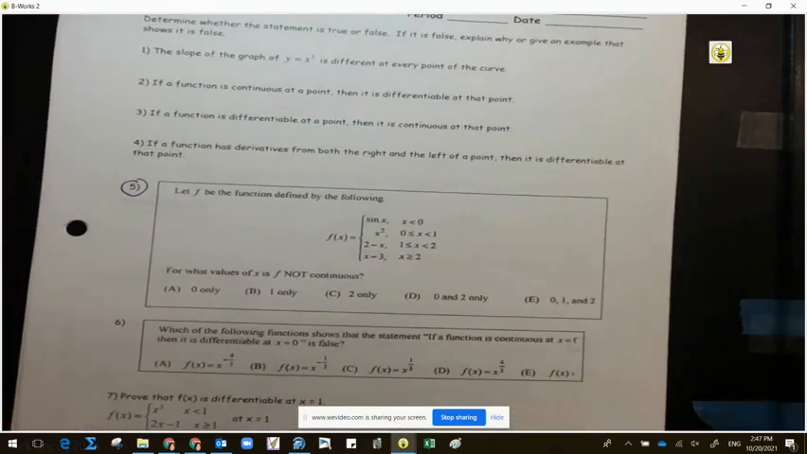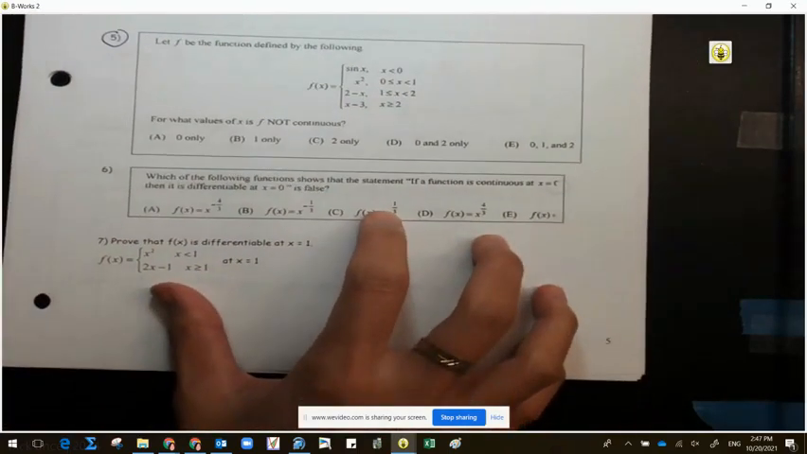13 on 2.8. All right, Luke, let's read number 5, please. Let f be the function defined by the following. Go ahead, read all of those. All of it.